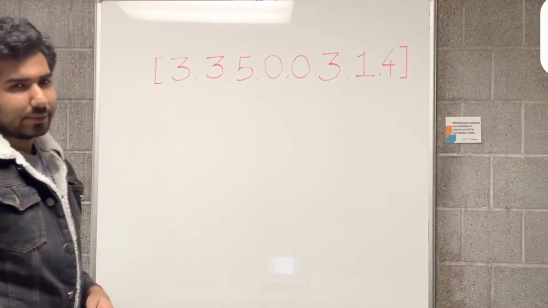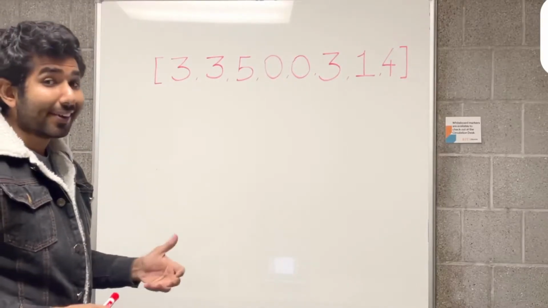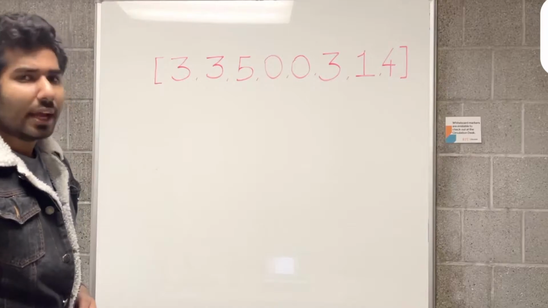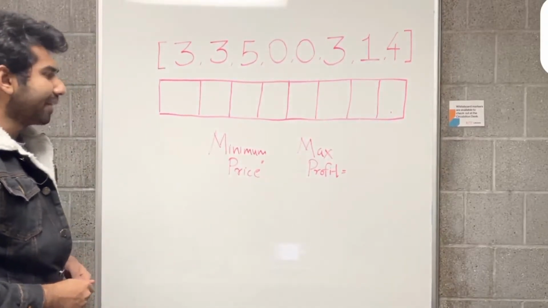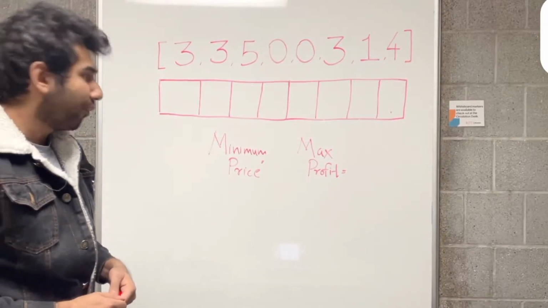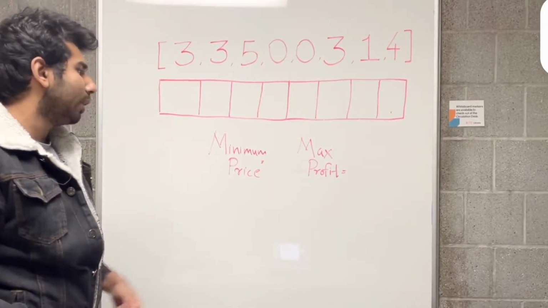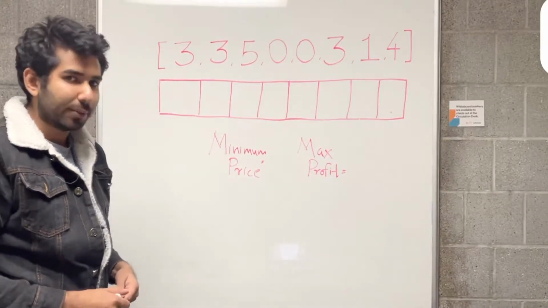Alright, coming to the solution. So we are going to try to follow the pattern that we followed in the first question. If you haven't watched that video, I insist you watch it first. Alright, so we'll be having an integer array in which we will be storing profit, and we'll also be having two variables called minimum price and maximum profit.